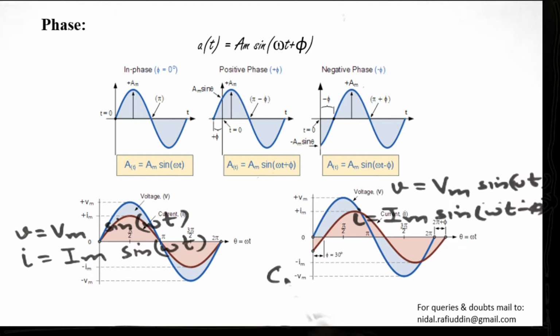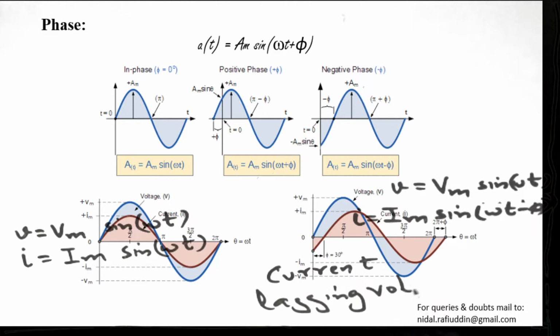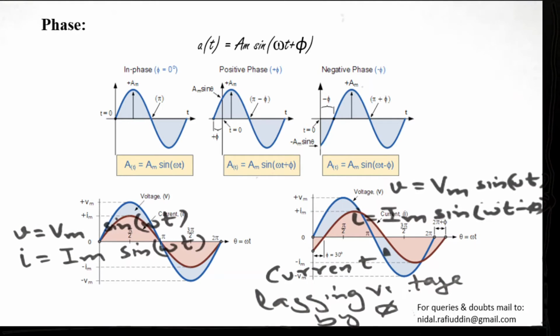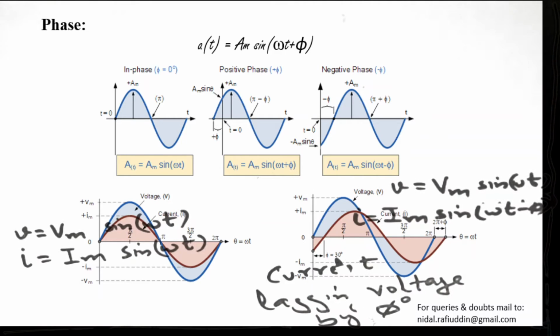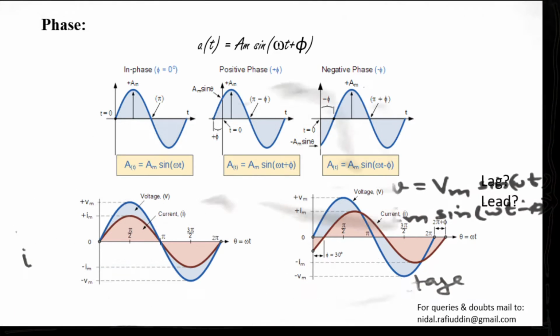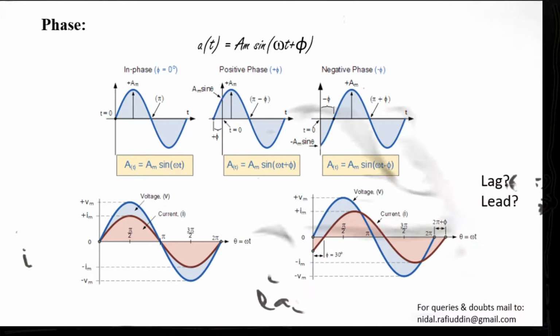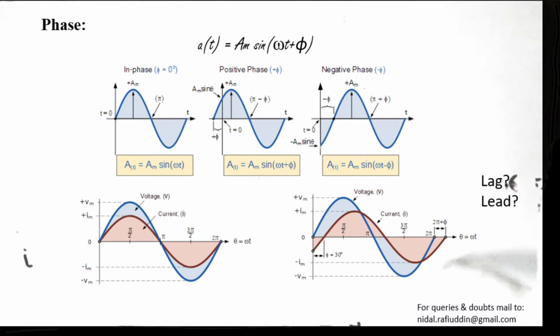So this particular example is the case of current lagging voltage by 5 degrees. So this example shows the current to be lagging, or in other words, we can say that voltage leads the current by an angle of 5 degrees. So this gives a rise to the concept of lead and lag, and we'll talk about this later in detail, that what are the phase that are leading and lagging.